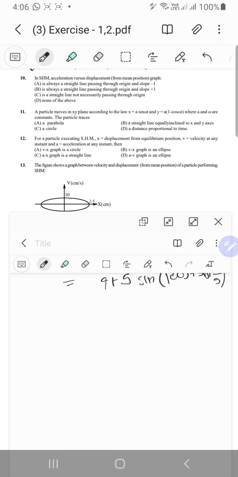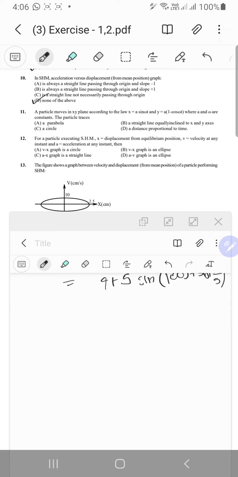Acceleration versus displacement. Well, that doesn't make sense. From mean position graph. So yeah, it doesn't make sense. Why would you put slope -1 and stuff? It shouldn't be like minus k. None of these. Not necessarily passing through the origin. Who says so? It must pass through the origin.